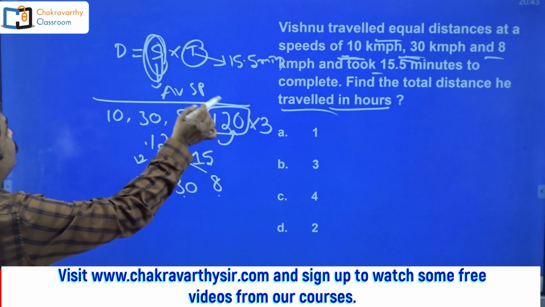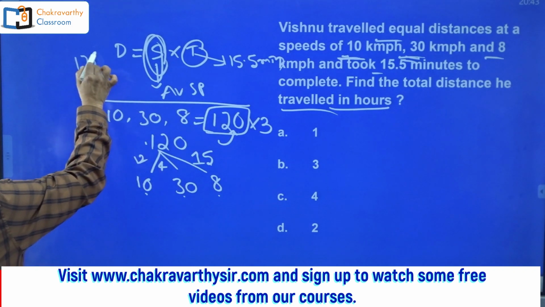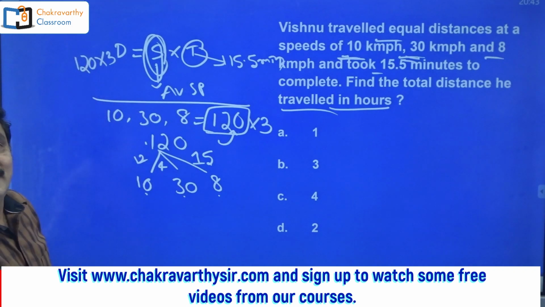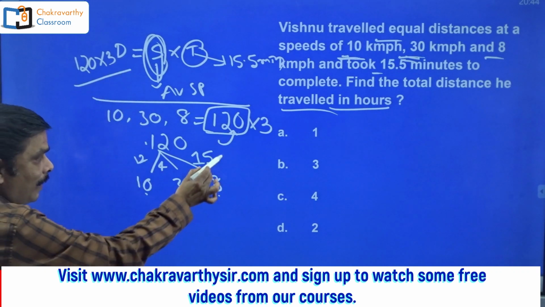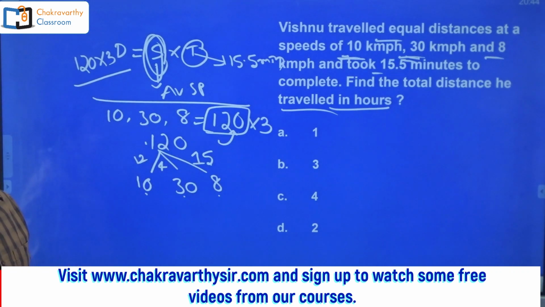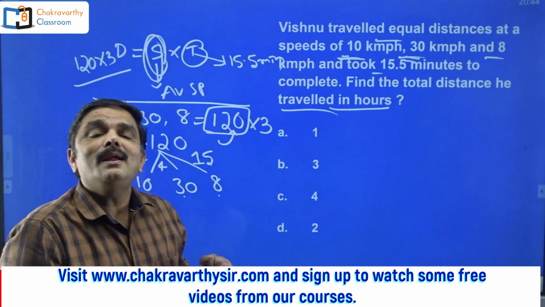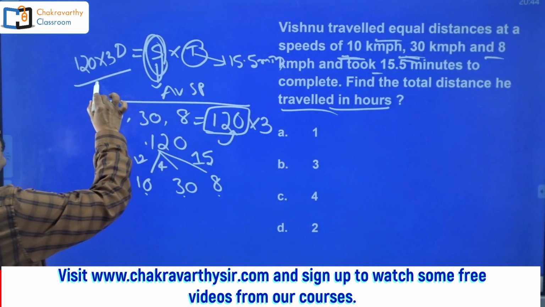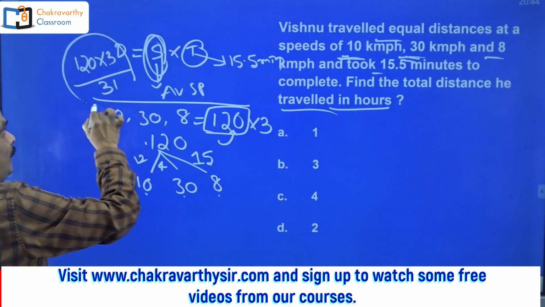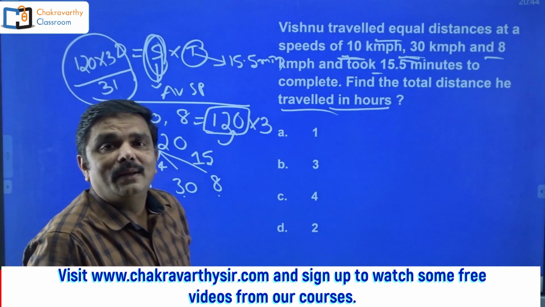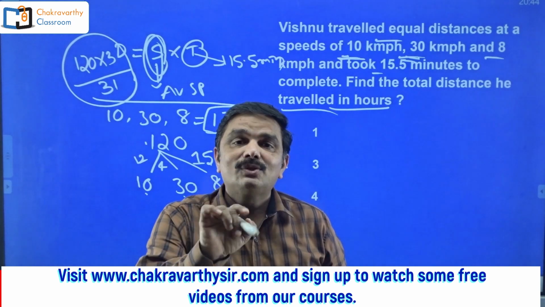Now the total distance is, I am writing here, 120 into 3, divided by the time taken for this one. That is 15 plus 4, 19, plus 12, 31. So this is 120 into 3 by 31. This is the average speed.